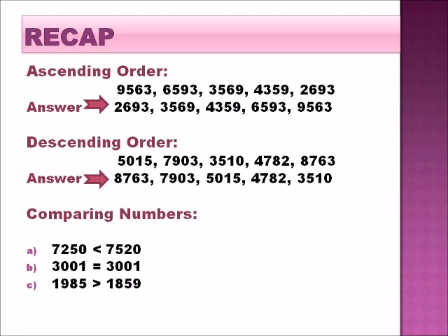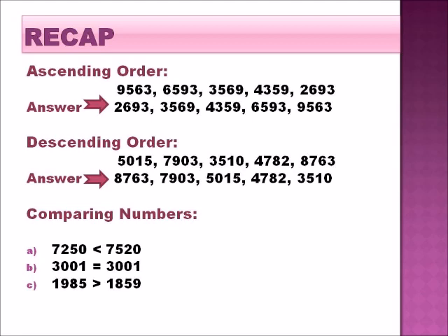8763, 7903, 5015, 4782 and 3510. Children, next we have comparing numbers. We compare numbers using the symbols lesser than, equal to and greater than.